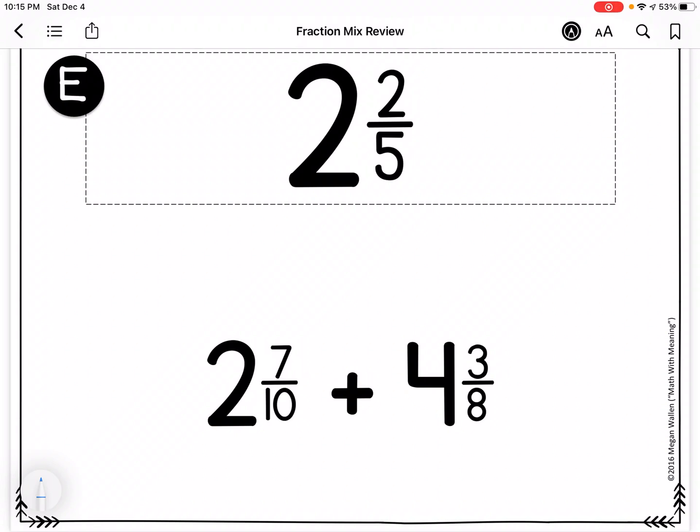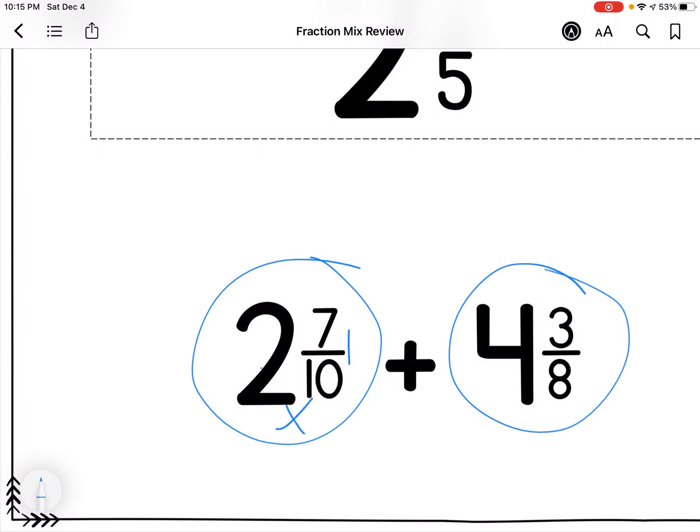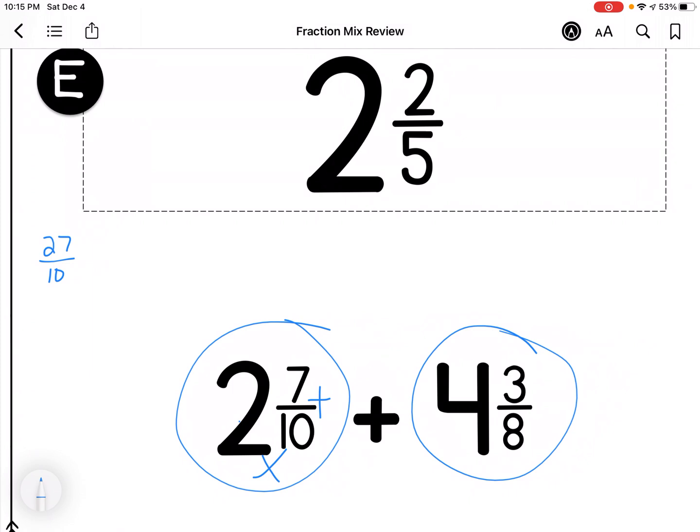Alright, so we're doing fractions, and we're adding, subtracting, multiplying, and dividing them. So my signs are the same, so I'm going to add them. I'm going to change them first to improper fractions. So 2 times 10 equals 20, plus 7 equals 27. And then I've got 4 times 8 is 32, plus 3 is 35 over 8.